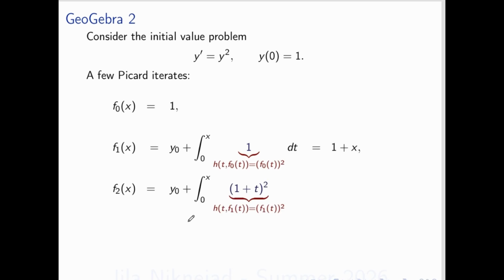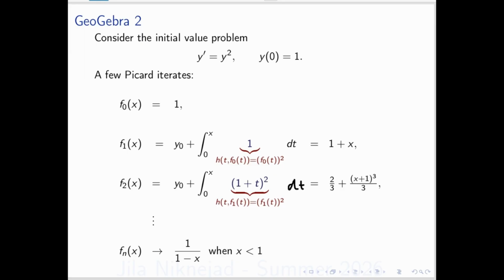f2 of x is again y naught plus integral from 0 to x of h of t and f1 of t, which is going to be equal to f1 of t to power 2, or 1 plus t to power 2 dt. And it's equal to 2/3 plus x plus 1 quantity to power 3 divided by 3. We're going to approximate 1 over 1 minus x when x is less than 1.